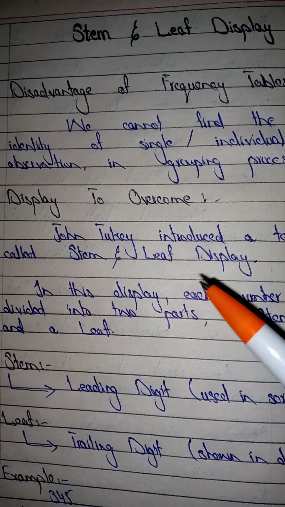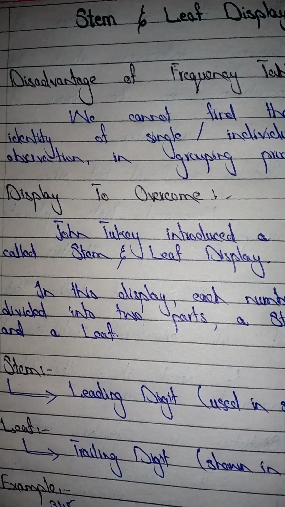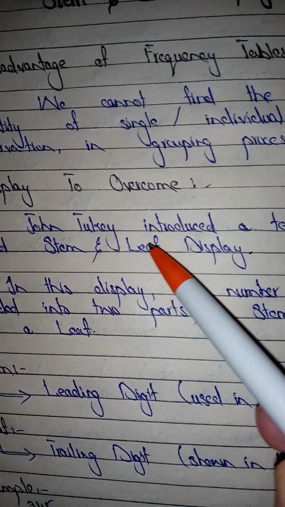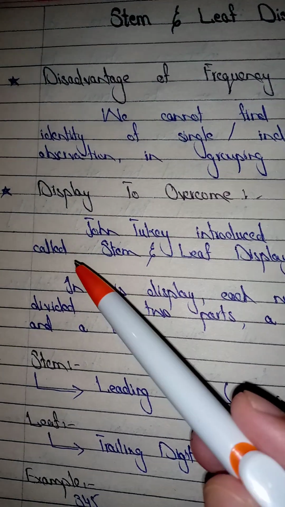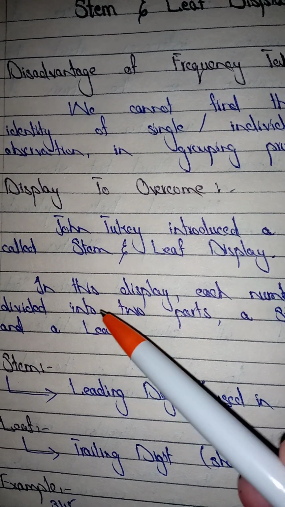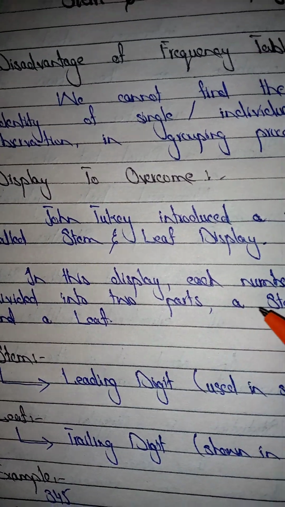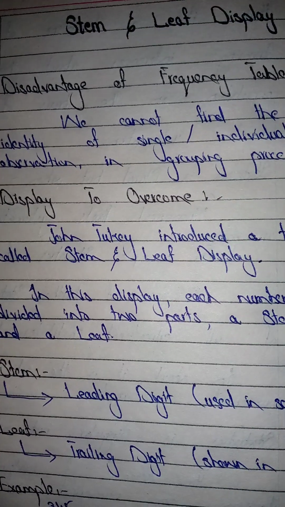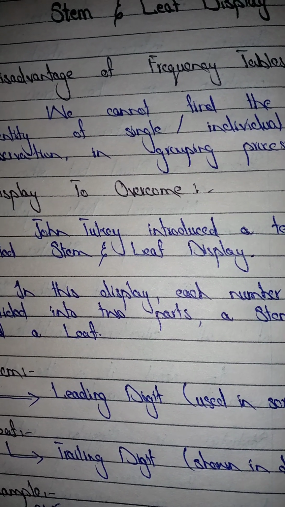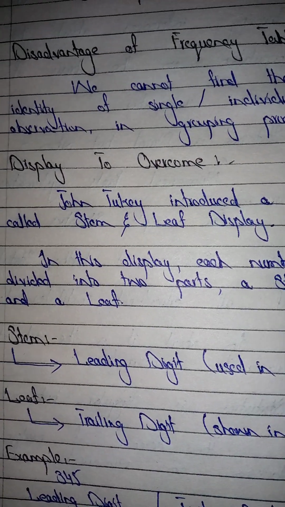For that, a display called a stem and leaf display was developed to overcome this big problem. John Tukey introduced a technique called the stem and leaf display, and in this display each number is divided into two parts. One is called the stem and the other is the leaf, and both are separated by a line called a vertical line.